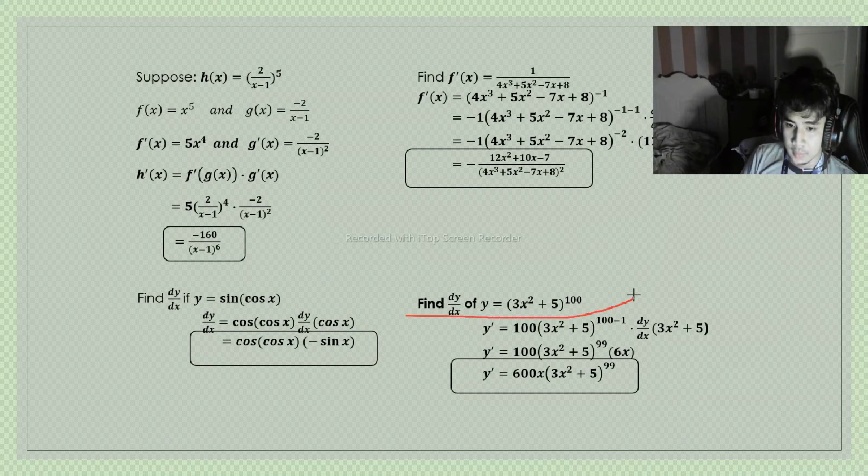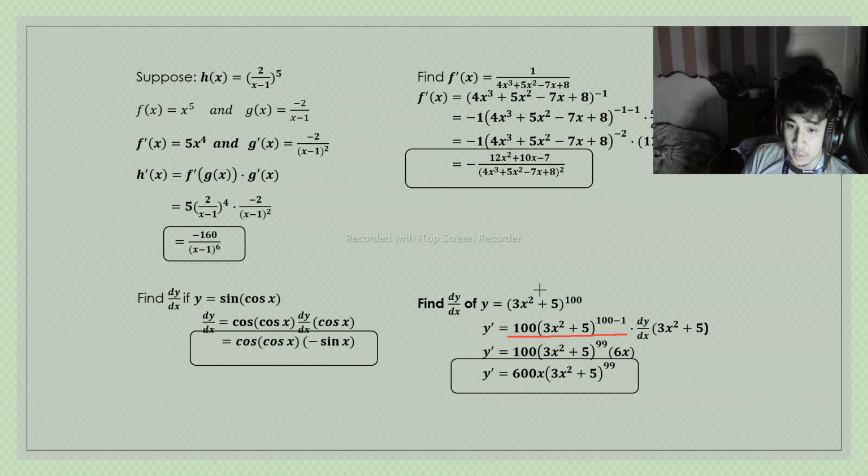Ito naman tayo sa find the derivative of y is equal to 3x squared plus 5 quantity raised to 100. So, una, copy natin to, lagay natin sa unahan, tapos bawas tayo ng isa. Ganyan ang power rule, guys. Tapos, copy natin tong gitna. Ang mangyari, ganito, 100 times quantity 3x squared plus 5 raised to 100 minus 1.